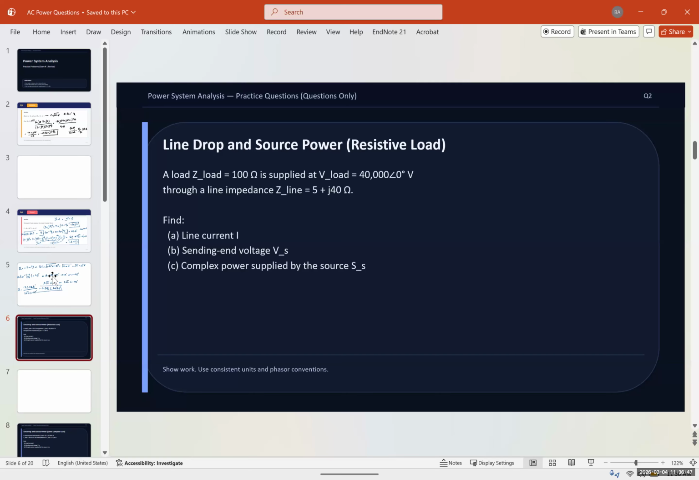So next question, it's about line drop and source power, resistive load. A load of 100 ohm is supplied at 40,000 volts with 0 degrees through a line impedance of 5 plus j40 ohms. Find the line current I, the sending end voltage, which is the generator, Vs, and the complex power supplied by the source.